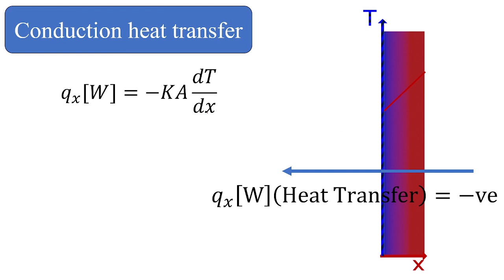We have here a heat transfer that is negative because the temperature here is high and the temperature here is low, so the heat transfer will move from high to low, and it is in the negative x direction that we specified.